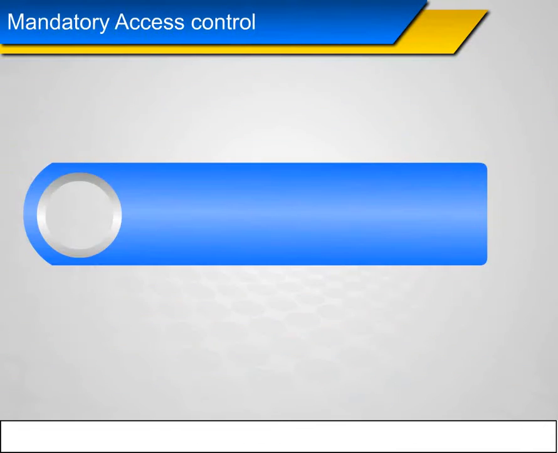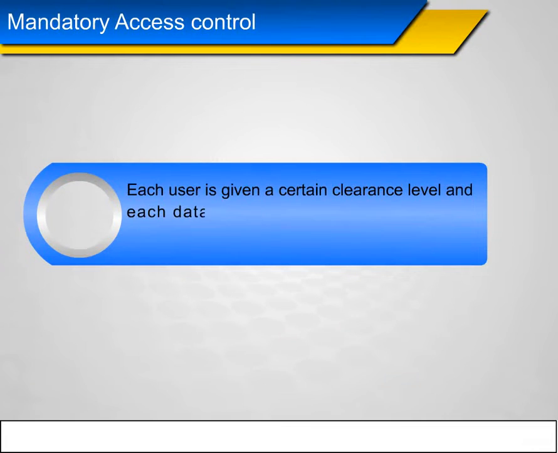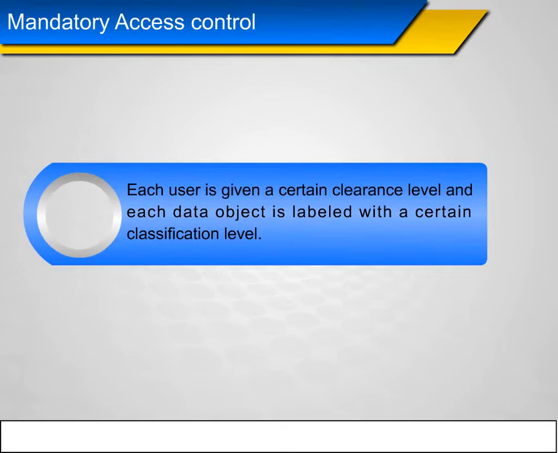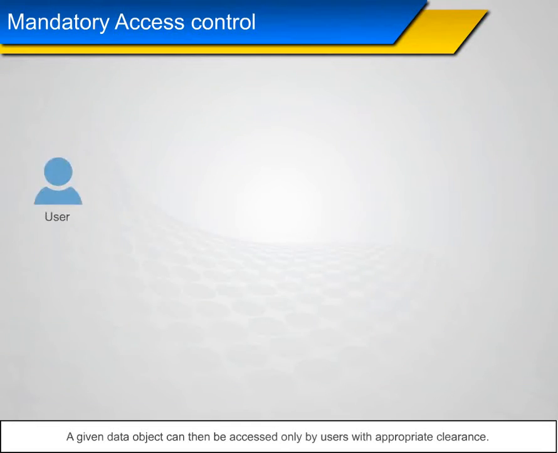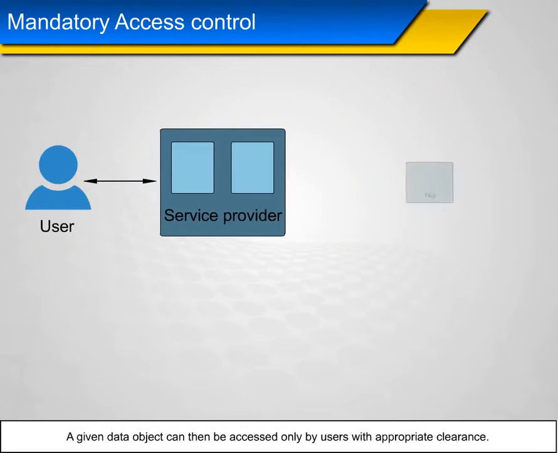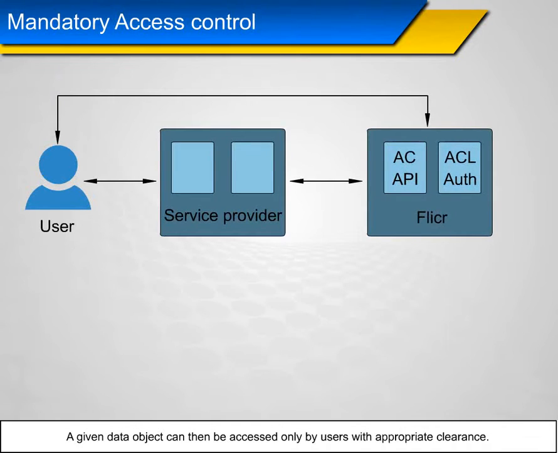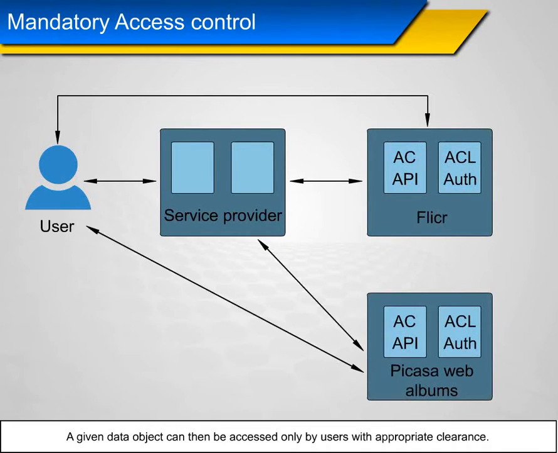Mandatory access control. Each user is given a certain clearance level and each data object is labeled with a certain classification level. A given data object can then be accessed only by users with appropriate clearance. Mandatory scheme tends to be hierarchic in nature and rigid.